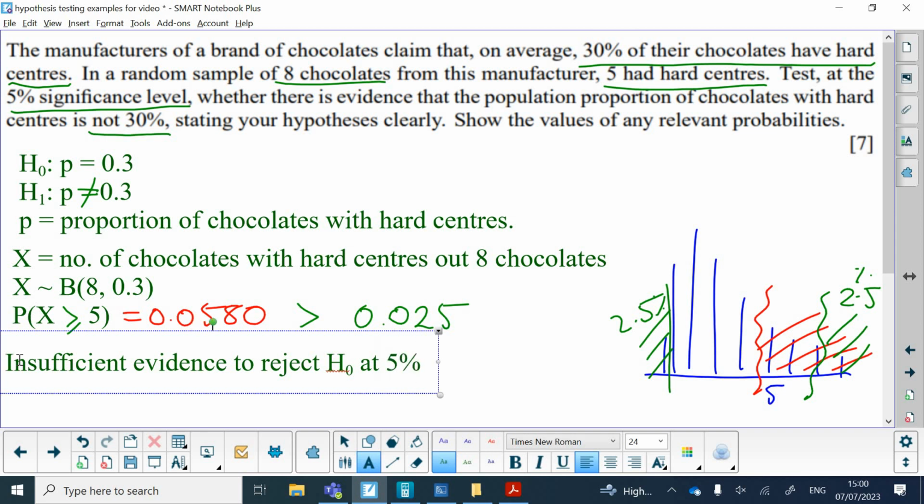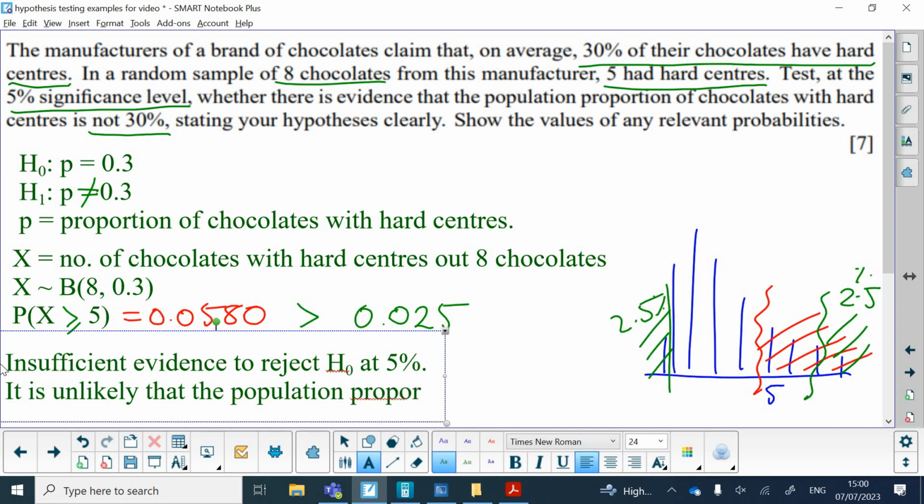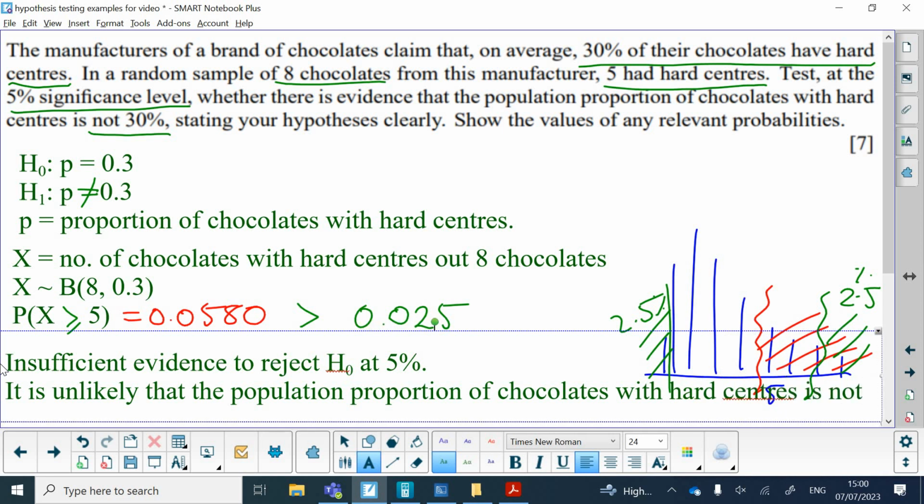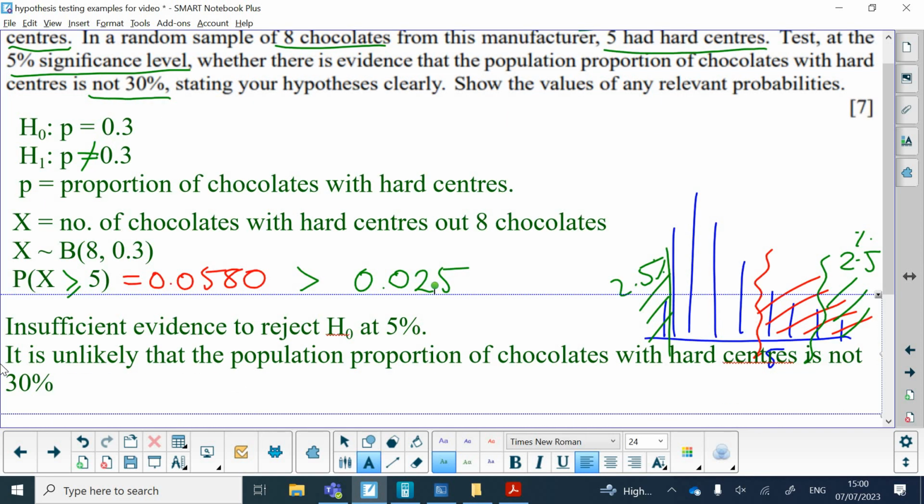We're testing at 5%, even though we've split it into the 2.5%. So it is unlikely that the population proportion of chocolates with hard centres is not 30%. That was copied from the question.